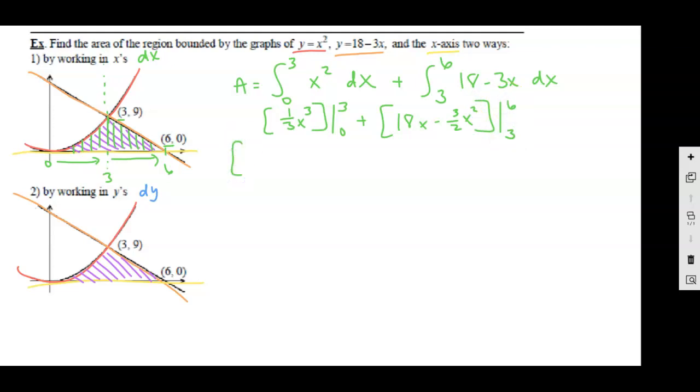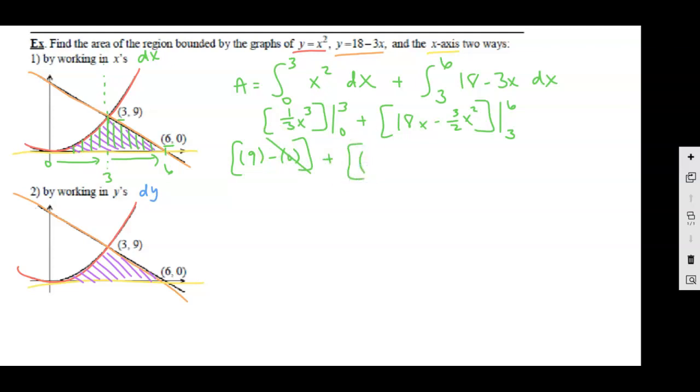Here we go. We're going to plug in 3. 3 to the third power is 27. 27 divided by 3 is 9. So there's the upper evaluation minus the lower evaluation. That was really nice. Lower one, 0. Doesn't matter. And then we have the second piece.